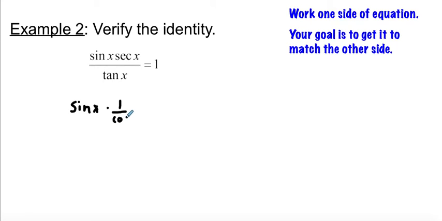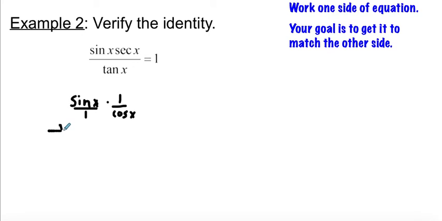And again, you can use the top part of your identity sheet there on the first side if you can't remember what they are. And then I'm going to put sine over 1 here. And then down here, my lines aren't so straight there. All right, so tangent there is sine over cosine.